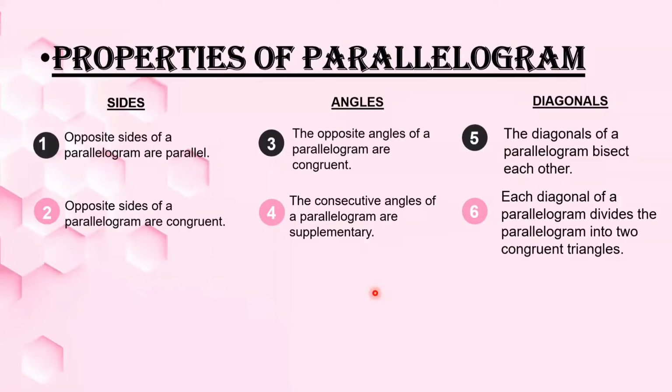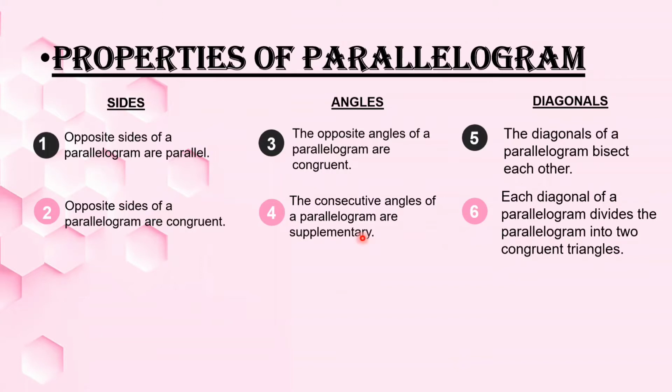We have here the properties of parallelogram. We have here four sides, angles, and diagonals. So in total, we have 6 properties for a parallelogram. So for the first property, we have four sides. Opposite sides of a parallelogram are parallel. Opposite sides of a parallelogram are congruent.